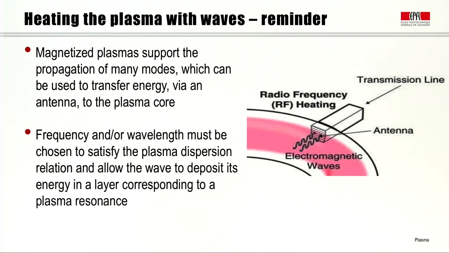But I'd also like to remind that the frequency and/or the wavelength of these waves must be chosen in order to satisfy the plasma dispersion relation, that is the condition for the wave to exist and propagate in the plasma. We also need to choose a scenario, that is a combination of frequency and wavelength, in order to allow the wave to deposit its energy in a layer that corresponds to plasma resonance, typically in the plasma core.